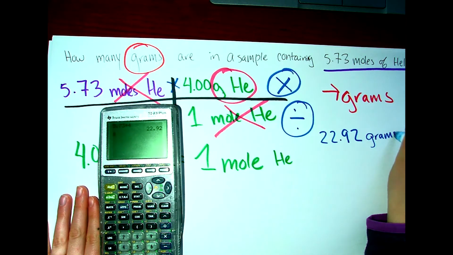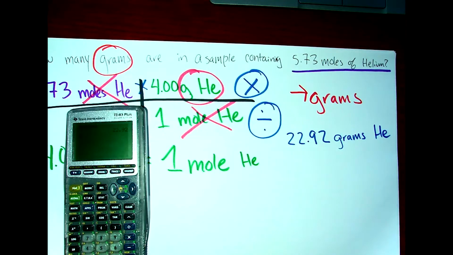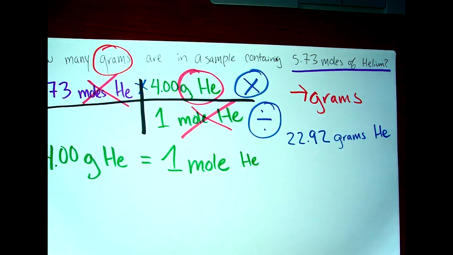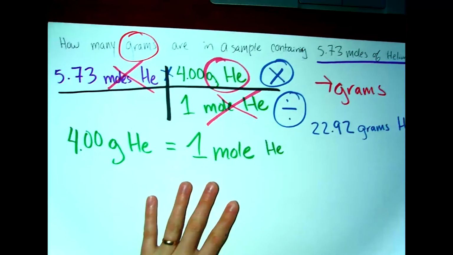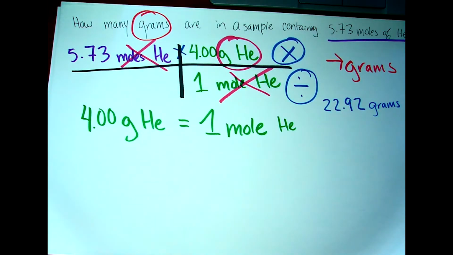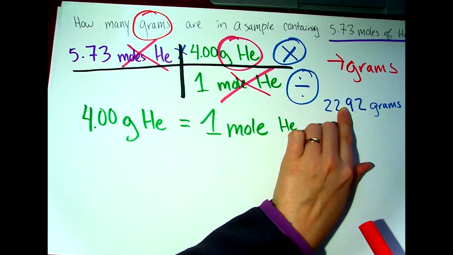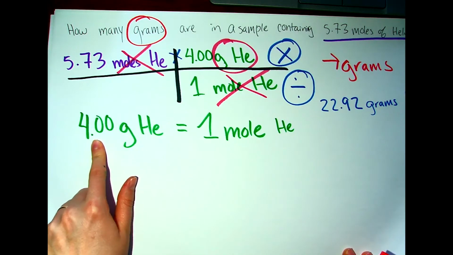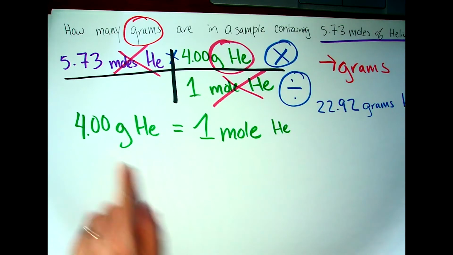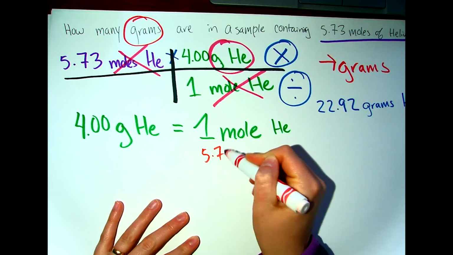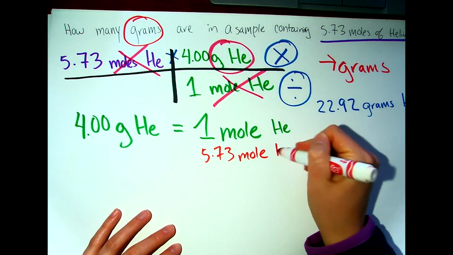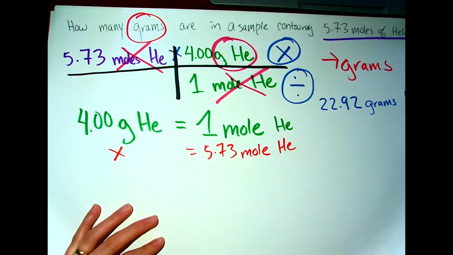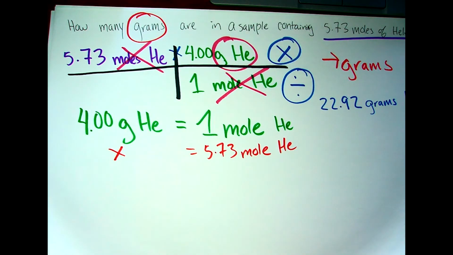grams of helium. All right, so other people want to conceptualize this a little bit differently, so I want to show you another way to solve this problem if it makes it a little bit easier. So instead of setting it up like this, you can also look at this conversion factor and say, I've got 4 grams of helium in 1 mole, but I've got 5.73 moles. So therefore, how many grams are in that? And now you can solve for x by setting up a proportion problem.